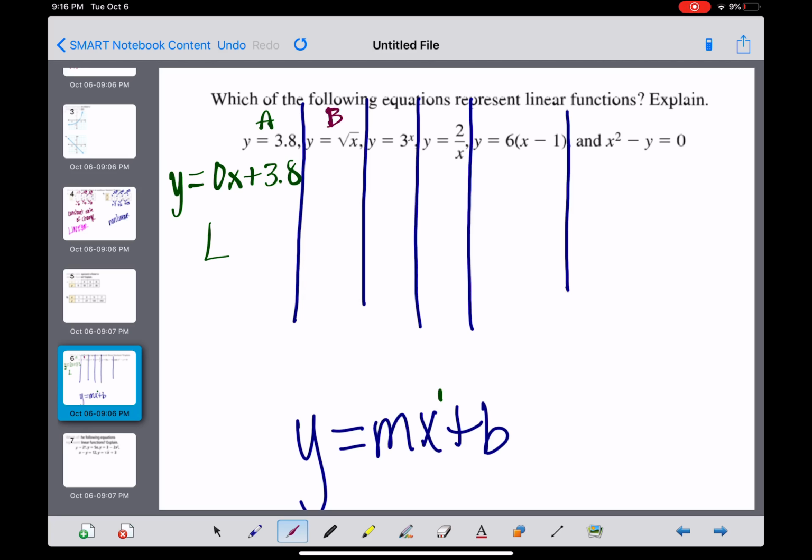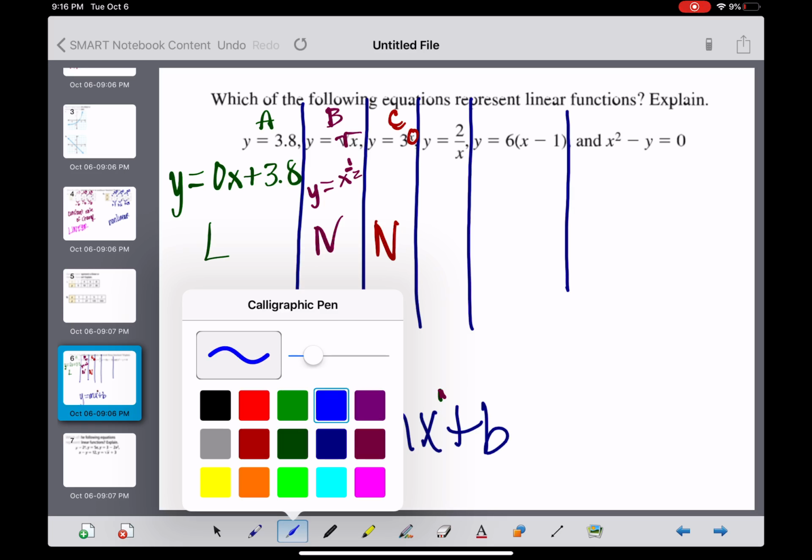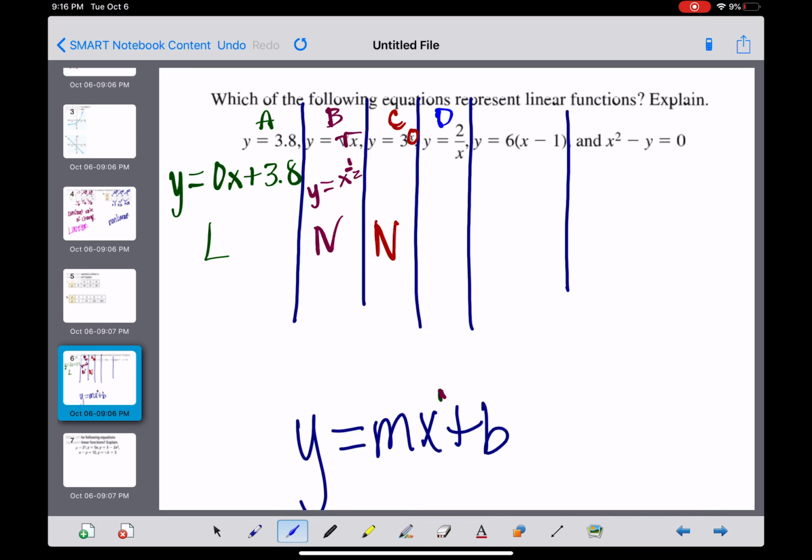Example B, due to the square root symbol, that is actually an exponent of 1/2, and we need an exponent of 1 in order for that to be linear. So that is non-linear. Example C, x is an exponent. This is an exponential function, not a linear function. So once again, non-linear. Example D, the issue here is that x is in the denominator. So once again, non-linear.